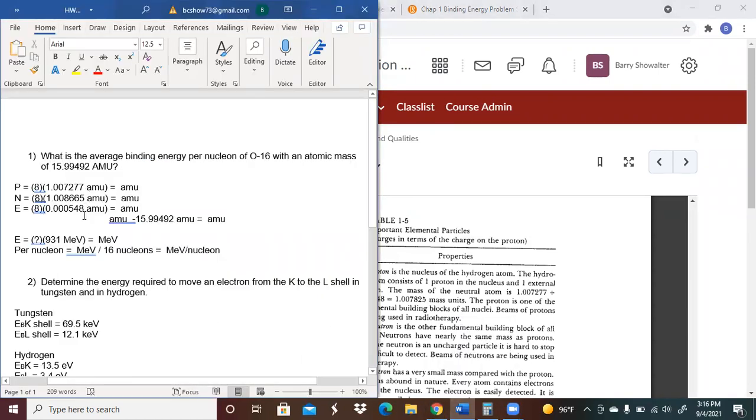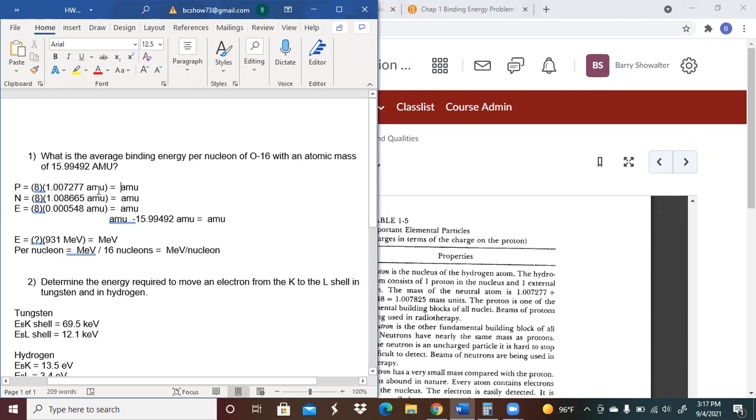Now, why 8? How do we know that we have 8 protons? Well, if you look up the constituent or component parts of oxygen-16, what you find out is that you have 8 protons. You're also going to have 8 neutrons, and you're also going to have 8 electrons. So given all of those structures, we know how many there are for each, and we know how many atomic mass units each one of these weighs.